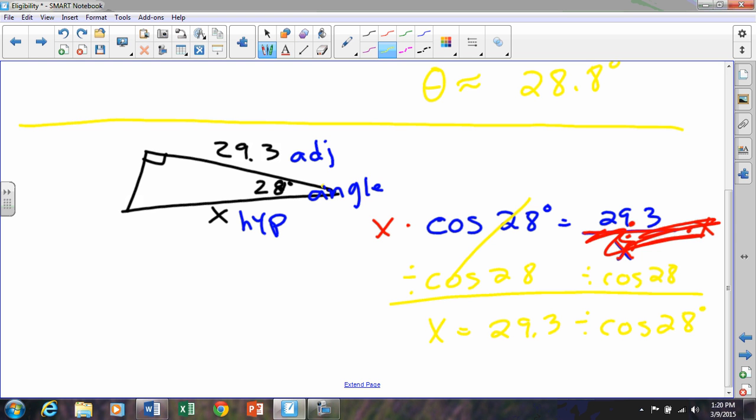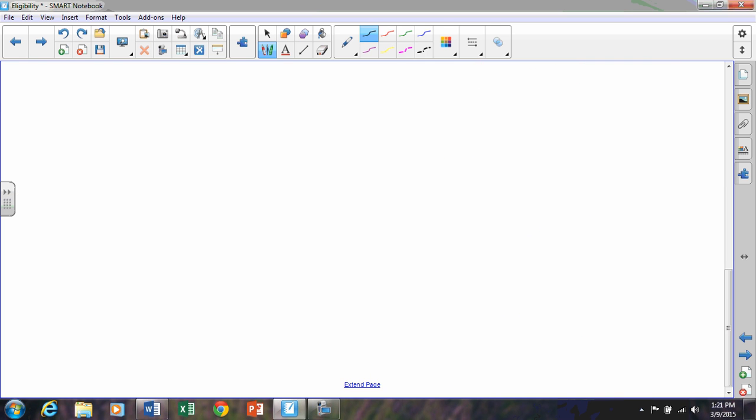And the most common mistake is people actually turn that into multiplication. They took 29 multiplied by the cosine. When we enter this one into the calculator, we get, rounded, 33.2, and the label should have been miles. And I'll scroll this back up.